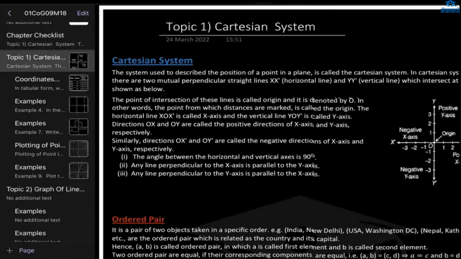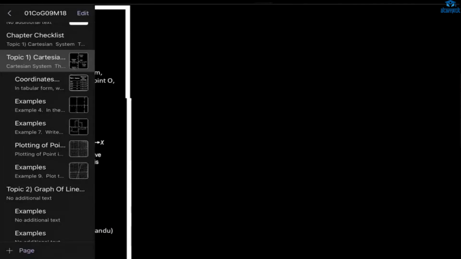Now what is a Cartesian system? It is the system used to describe the position of a point in a plane. Actually a graph is a two-dimensional figure. For representing a point, we use a plane, like this, a two-dimensional figure. If I represent a point here, can anybody tell me where this point is located? Nobody can tell, because nothing is given to you.